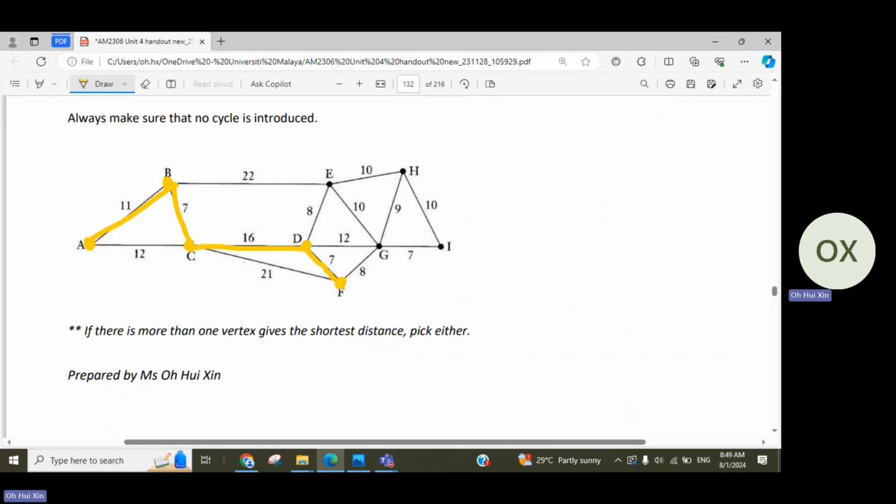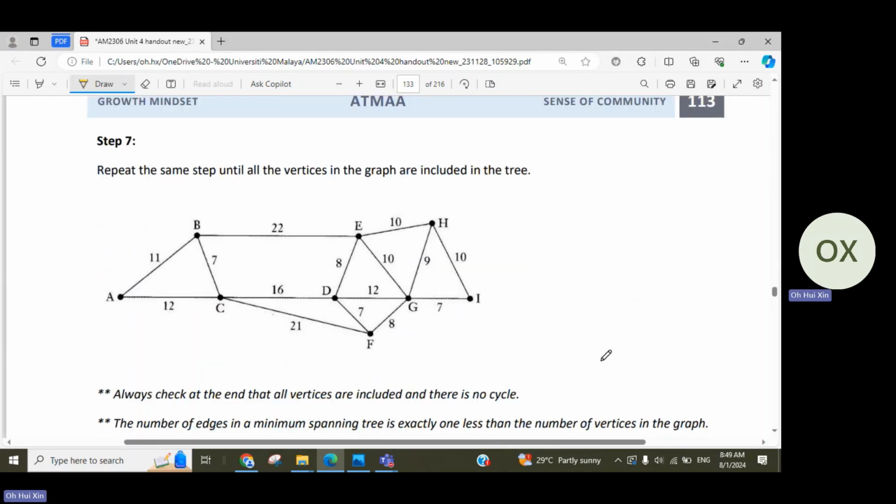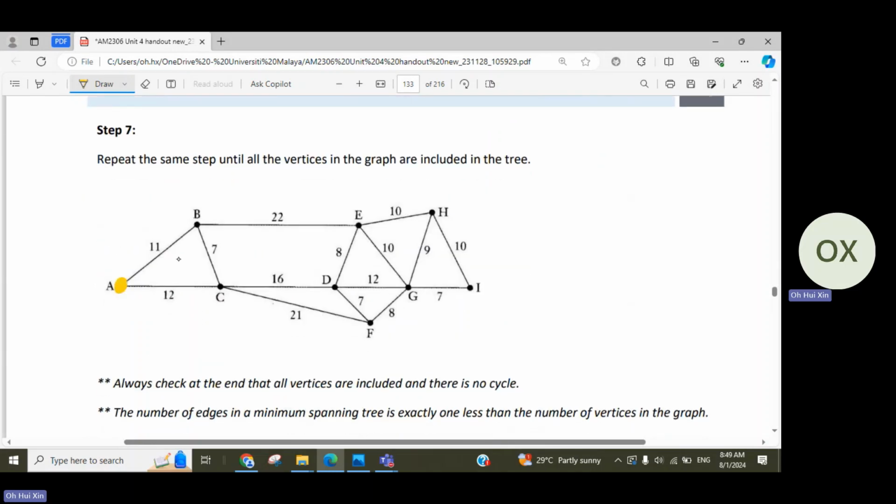So among all the vertices here, the next one that you are having is 8, right? If there is more than one vertex that gives you the shortest distance, then you will pick either one first. Okay, so regardless of whether you go for E or G, they are all fine. But let's say we go for E first. Then the same thing for step 7. So we are going to copy exactly the same thing that we have in step 6. Okay, so these are the vertices that we have connected so far.